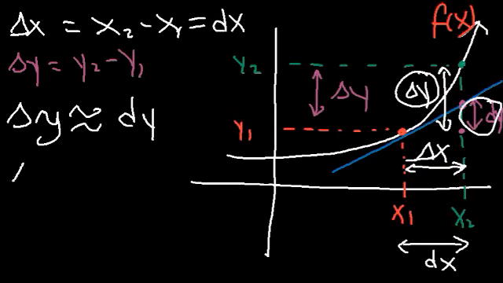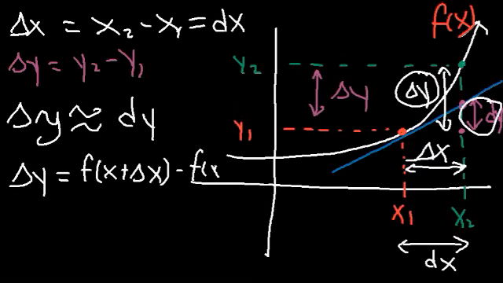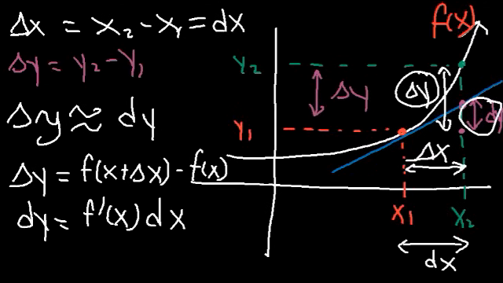So delta y is associated with the change in the y value. It's y2 minus y1, or f of x plus delta x minus f of x, where dy is equal to f prime of x times dx. It's the slope times the differential of x.